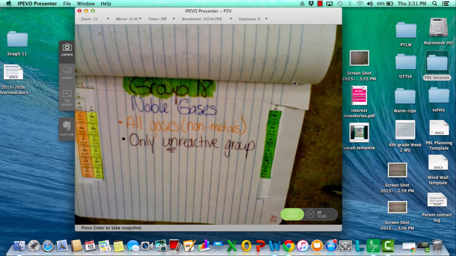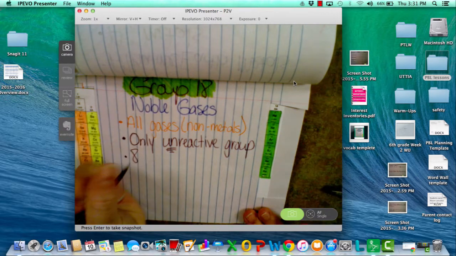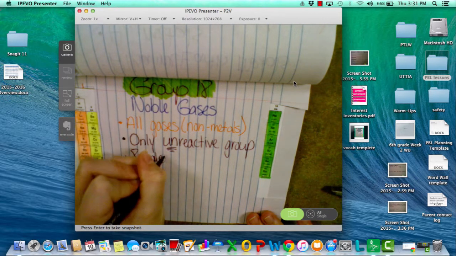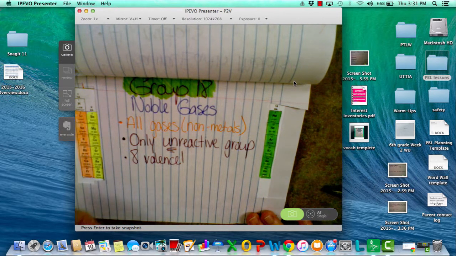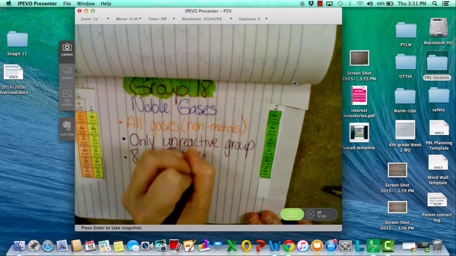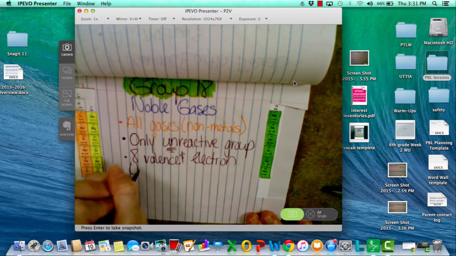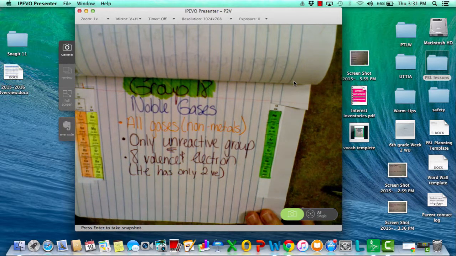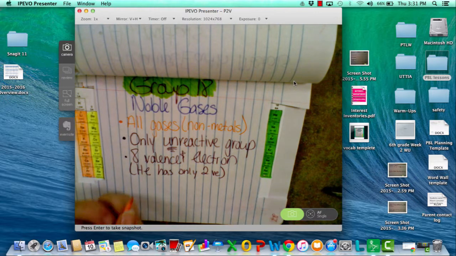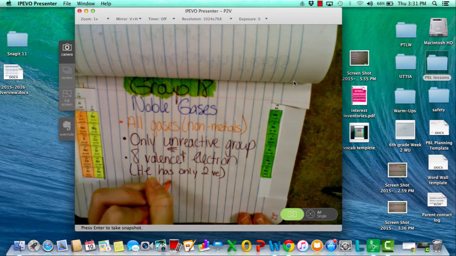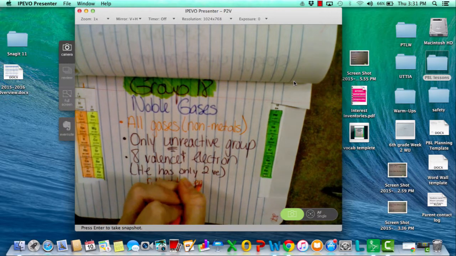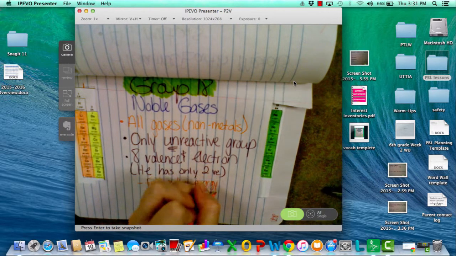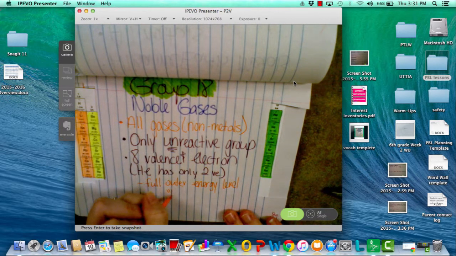So every noble gas is completely unreactive because they all have 8 valence electrons. Of course, except for helium, where helium has only 2. And VE stands for valence electrons. And we know that that's because they have a full outer energy level, which means that they're happy.